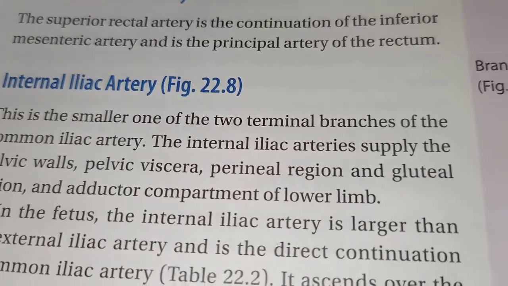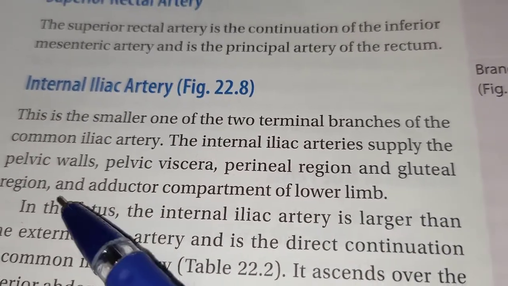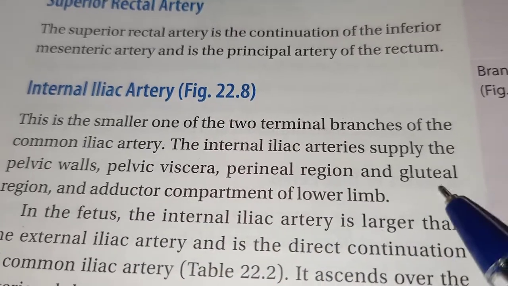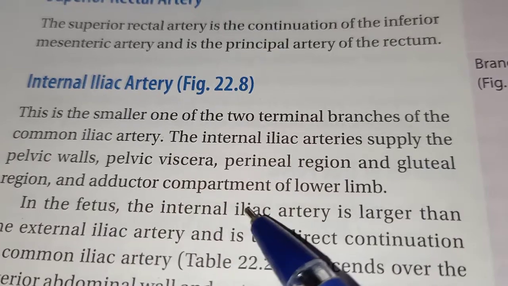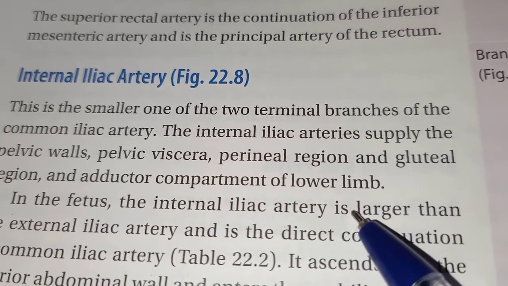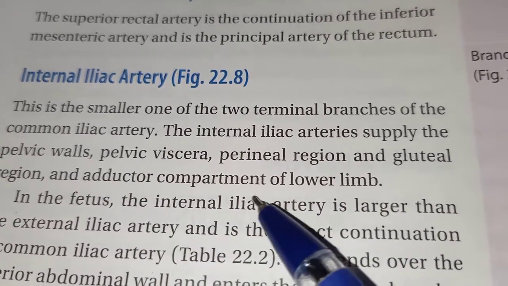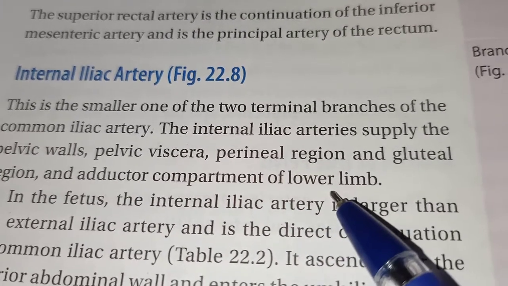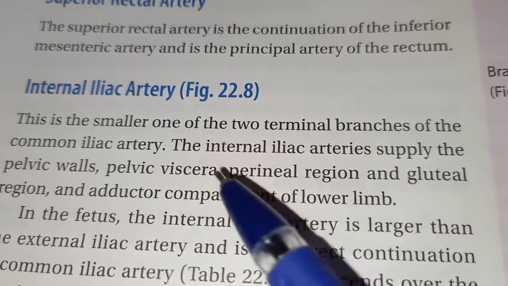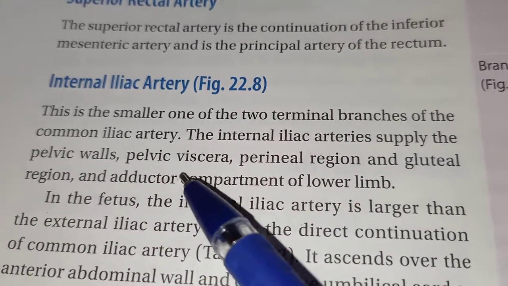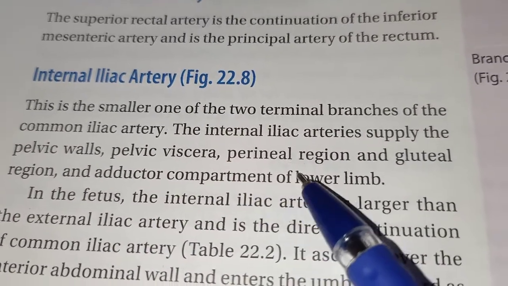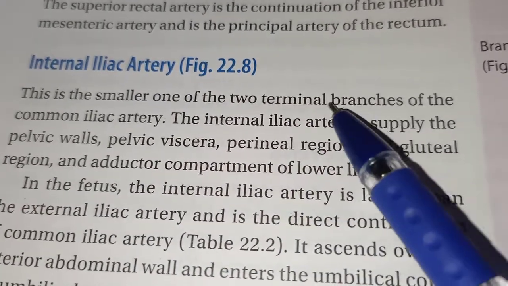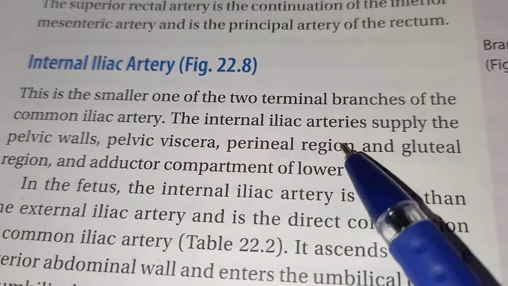The internal iliac artery supplies the pelvic walls, pelvic viscera, perineal region, gluteal region, and the adductor compartment of the lower limb. So all the adductors of the lower limb, whose function is adduction, and also the pelvic walls, pelvic viscera, perineal region and the gluteal region, are all supplied by the internal iliac arteries.